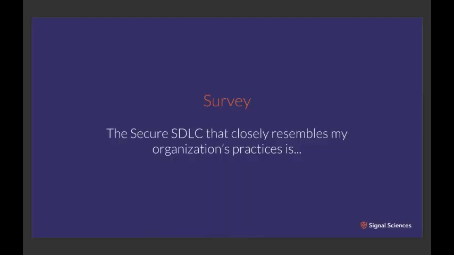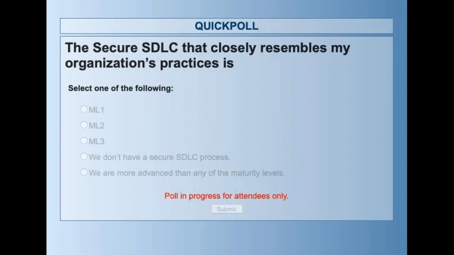So actually, I'd like to pause here with another survey question, and I would love to understand which Secure SDLC most closely resembles what goes on in your organization today. Is it more of an ML1, an ML2, ML3, or you don't have a Secure SDLC process, or you're just way ahead of the game and doing more than what I described here? While you're filling that out, I'll just share that in other times I've given this presentation, it has mostly been towards ML1 or ML2, which sometimes surprises me, but I know a lot of organizations are still working towards improving their AppSec practices.